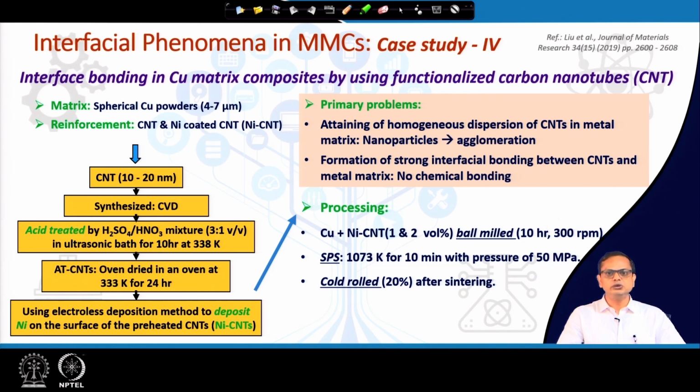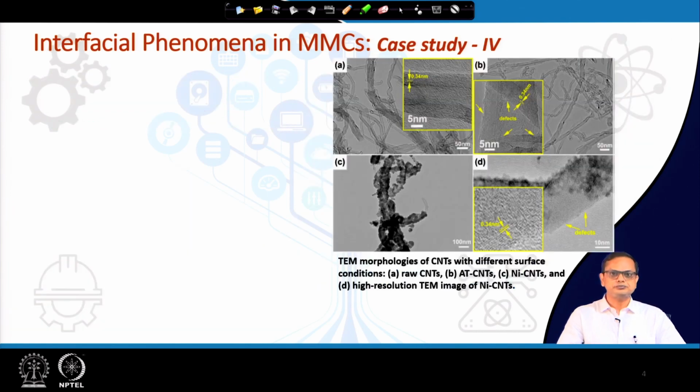Okay. Now, let us look at the microstructures. What we are seeing in these TEM images is basically the change in the carbon nanotube as it goes through different treatments, from acid treatment to nickel deposition. Initially you can see here a pristine carbon nanotube. You can see the multi-wall carbon nanotube, the multiple walls, and then the inside is hollow, and what you see here are quite parallel graphene sheets.